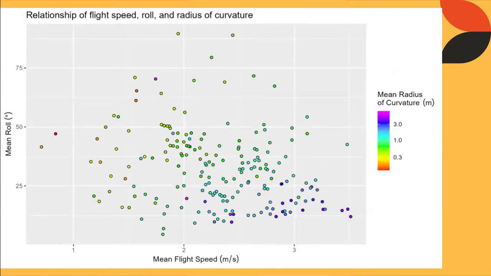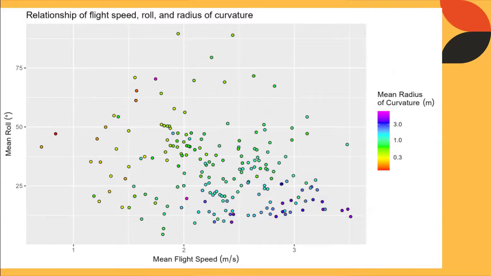The other way to look at this is, rather than observed versus expected, what are the contributions of the velocity and the roll in real life? Roll angle is on the y-axis, flight speed down here, and we have mean radius of curvature on a log scale as the colors. And so it's a little bit hard to see without the left side of the graph.